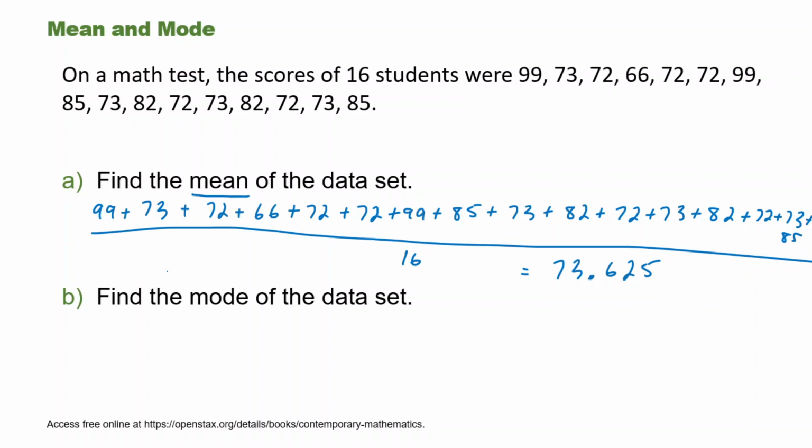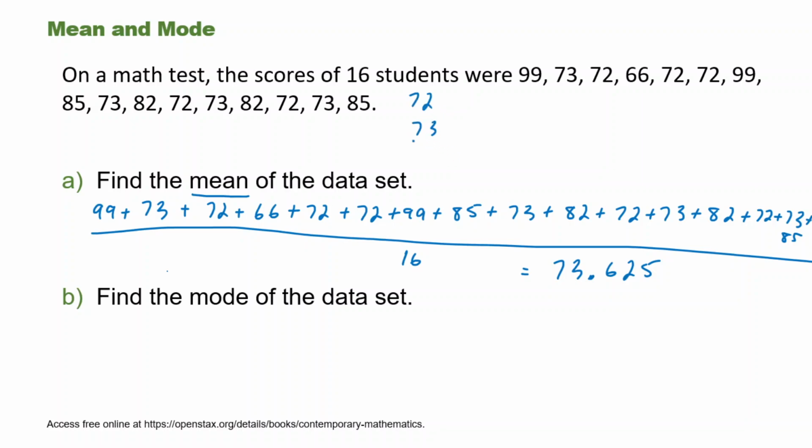Part B, find the mode of the data set. The mode is the most common, the piece of data that occurs most often. And so we might even create tally marks for each one of these to see if we can find out what's most common. But just looking very quickly back through this data, 85, 82, 99 all occur a few times, but I think 73 or 72 occurs most often. So let's see. So 72, 73.